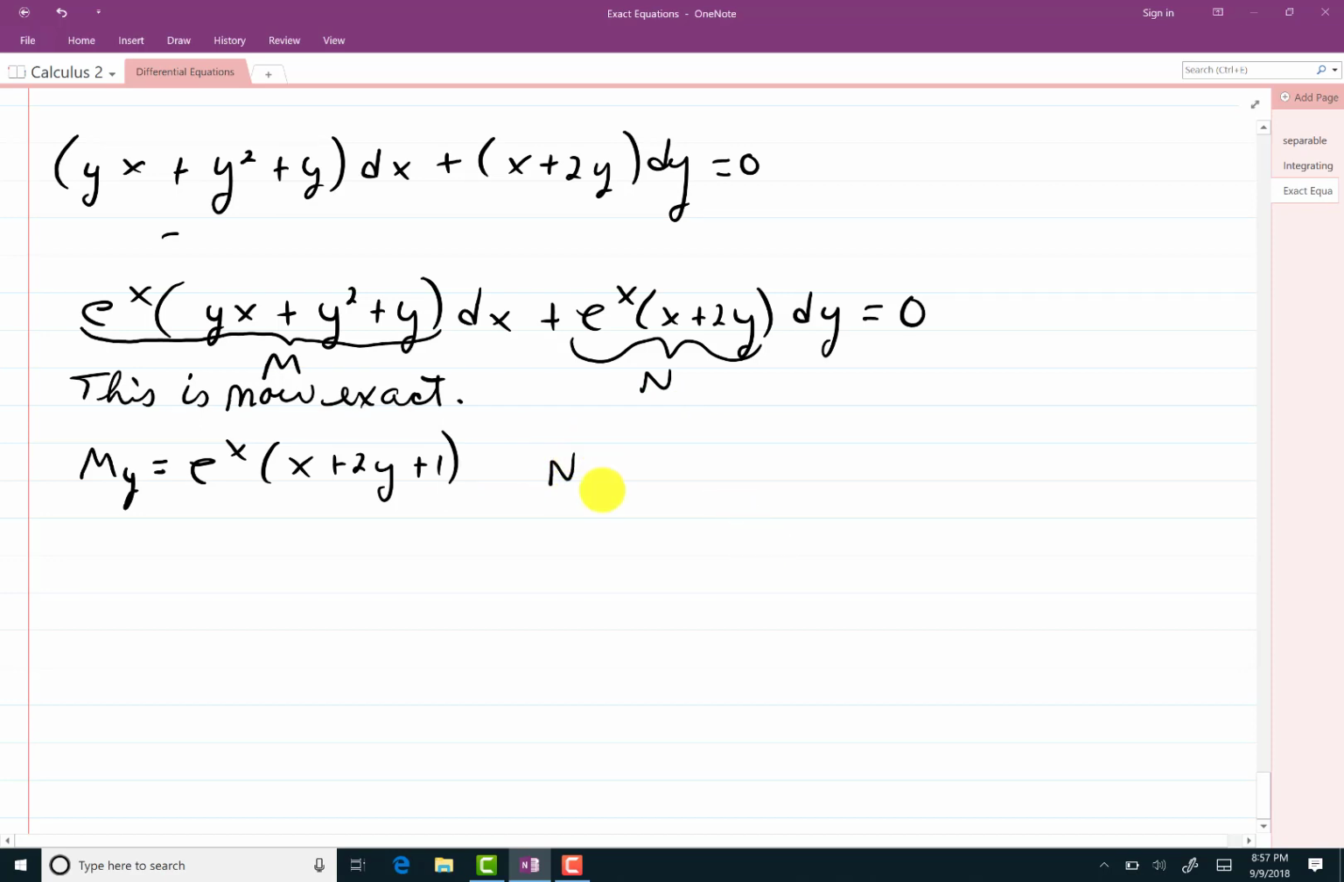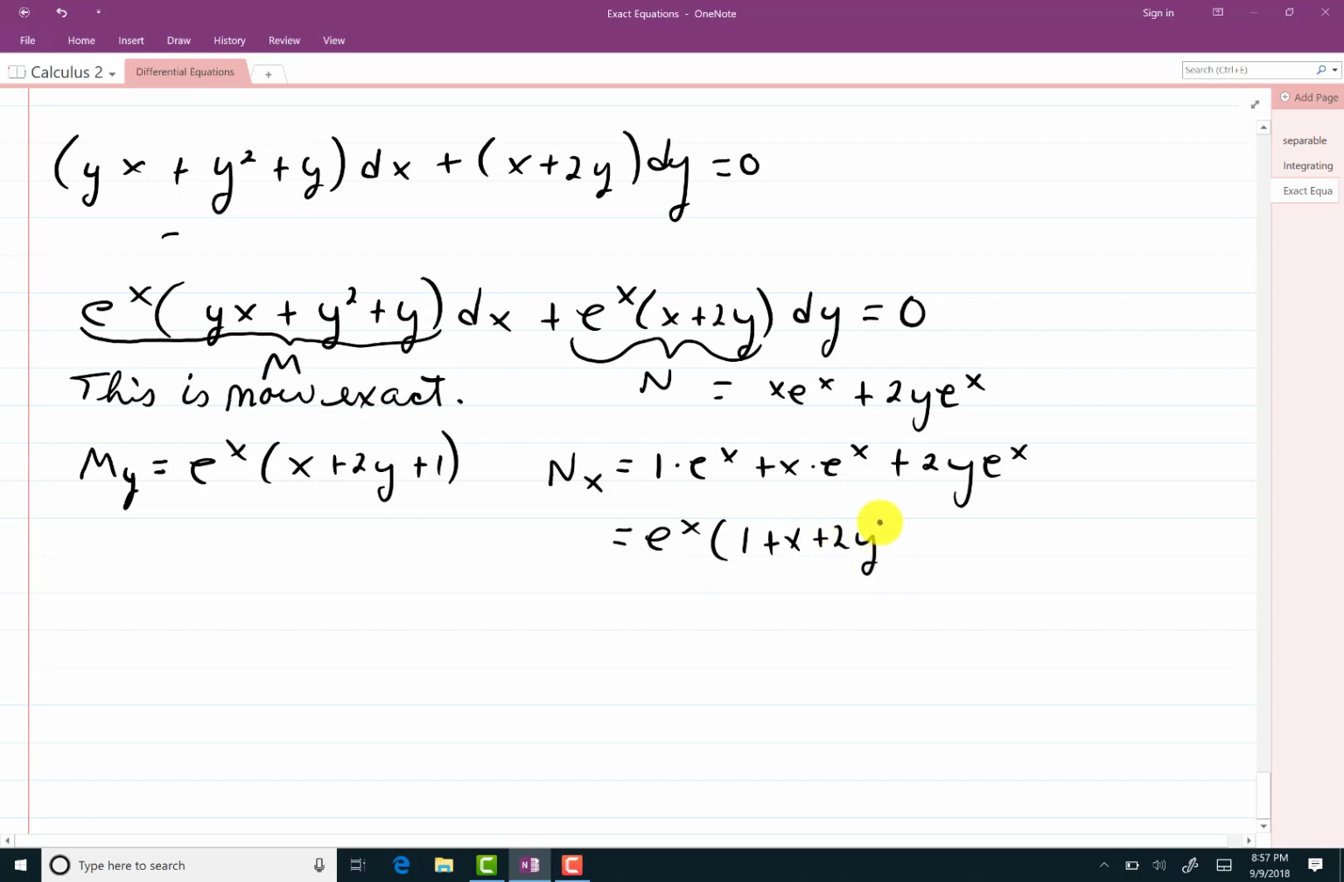And then over here, if I do N sub x, I think I'm going to have to rewrite N as x e to the x plus 2y e to the x. The reason why I'm doing that is because I'm going to have to use a product rule on the x e to the x part. So I get 1 times e to the x plus x times e to the x plus 2y e to the x. Let me strip out that e to the x to show you that they're going to be the same. 1 plus x plus 2y.